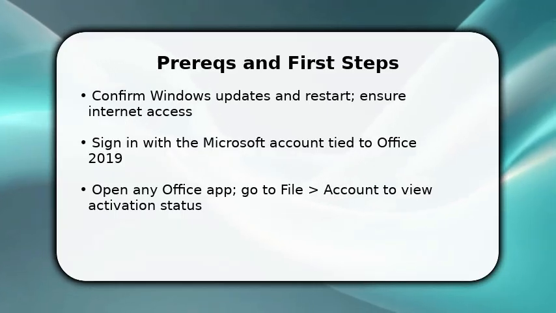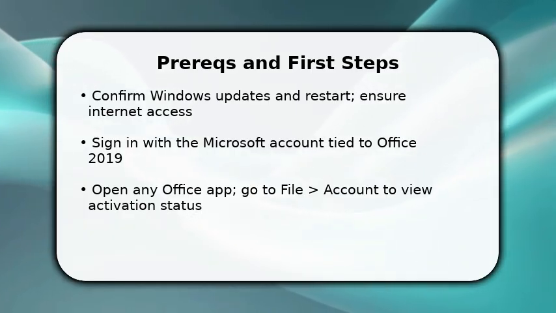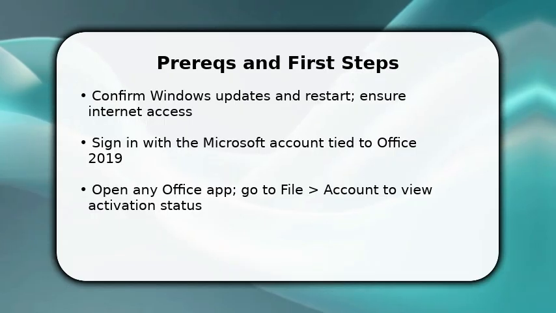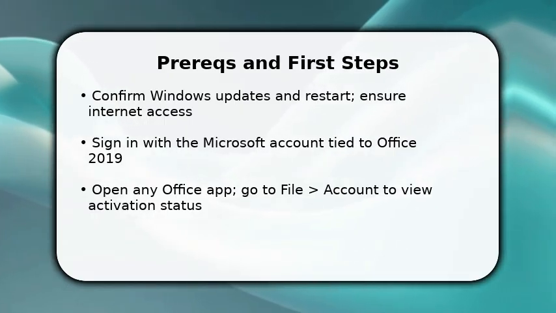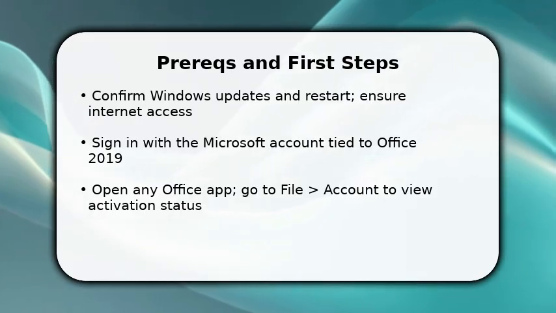You start by making sure updates and connectivity are ready. That avoids false activation errors. Once done, sign into the exact Microsoft account used to buy or register Office 2019 because activation binds to that identity.